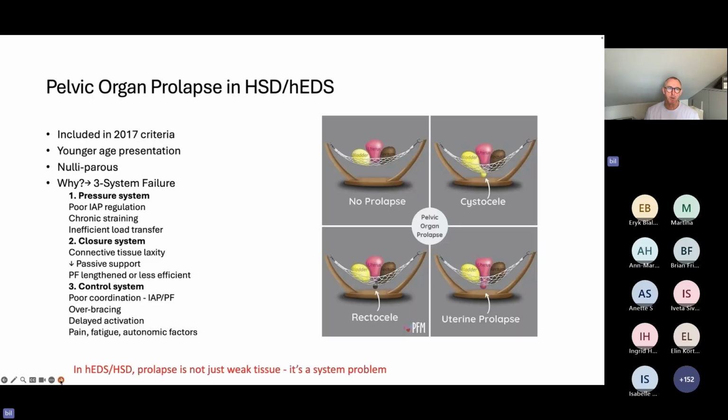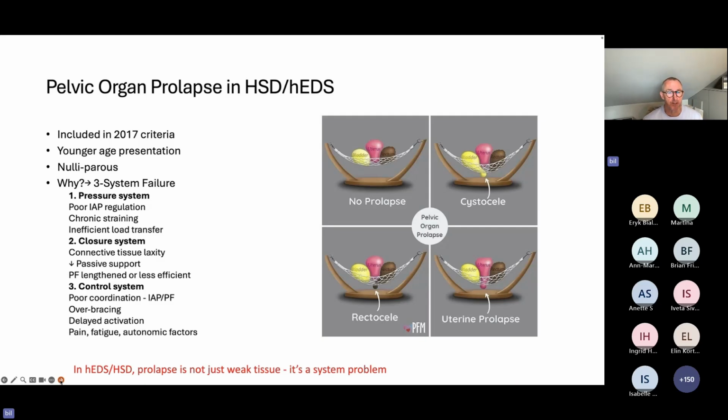So if you're going to just talk about pelvic organ prolapse, and I'm just going to look at my time, which I've got 15 minutes, this is included in the 2017 criteria, and often they present much younger. They're often nulliparous. They have a three-system failure. Again, poor intra-abdominal regulation from the pressure system, chronic straining, and inefficient load transfer. The closure system, the connective tissue laxity, decreased passive support, the pelvic floor is lengthened or less efficient.